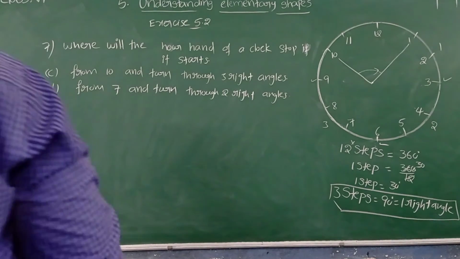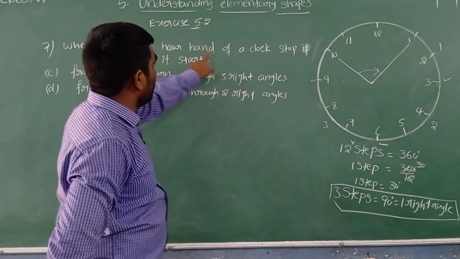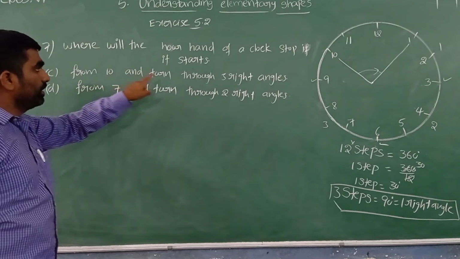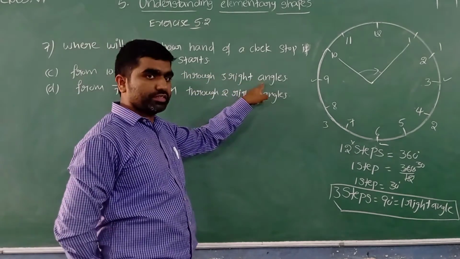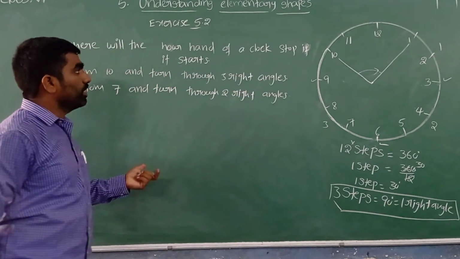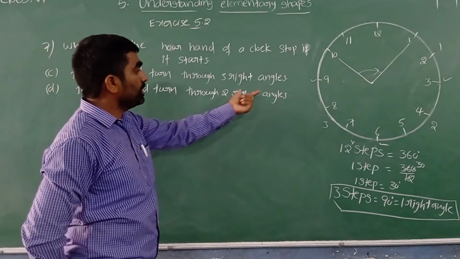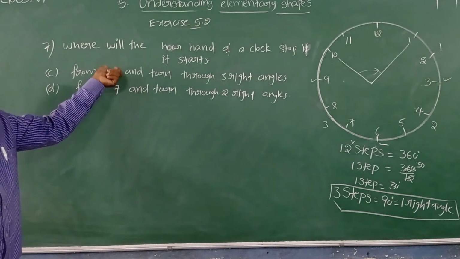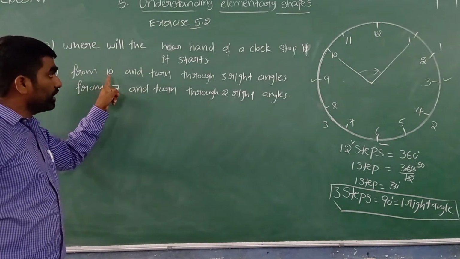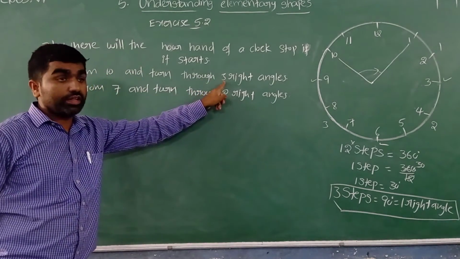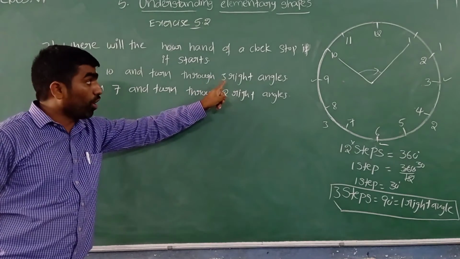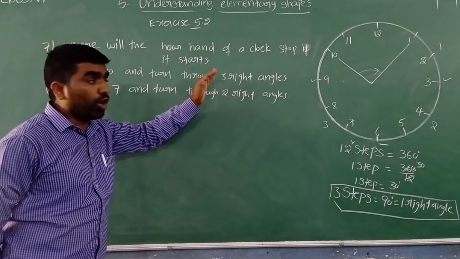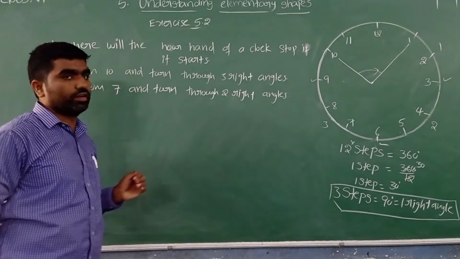Yes. Now let's see the seventh bit here. Where will the hour hand of a clock stop if it starts from 10 and turns through 3 right angles? In this question, we need to identify the relation between angles and steps. So start from 10, turn 3 right angles. 3 right angles are nothing but how many steps we need to turn.